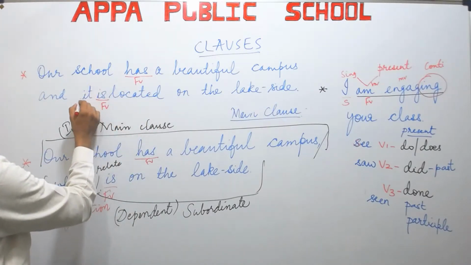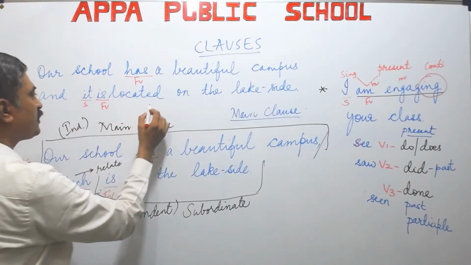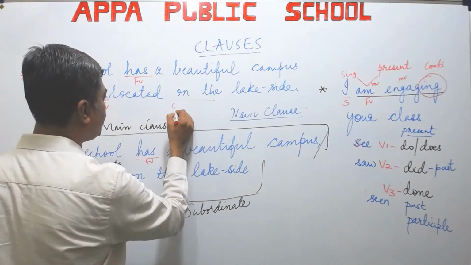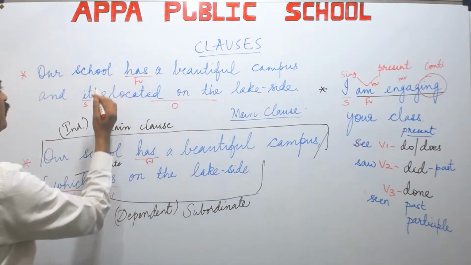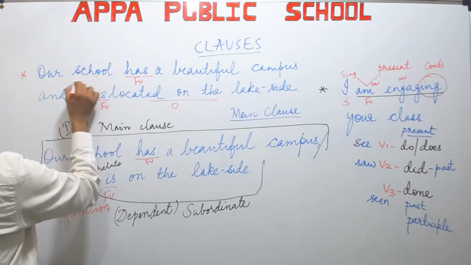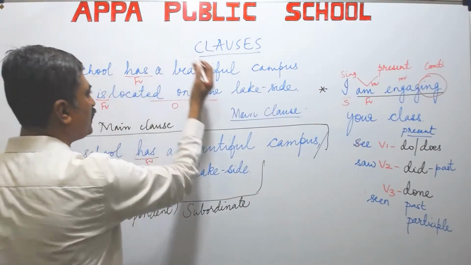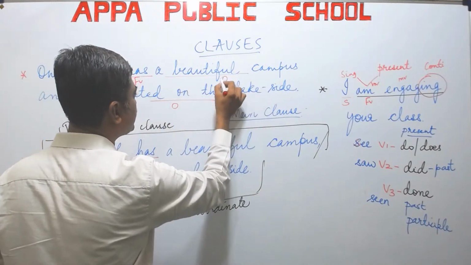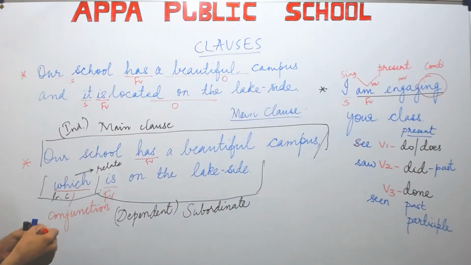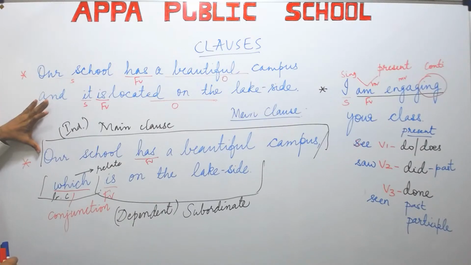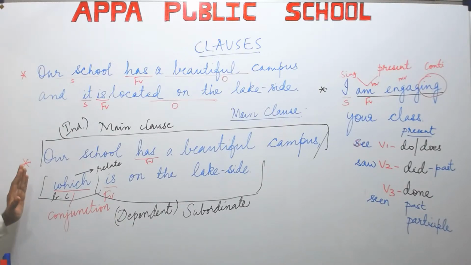Okay, what is the subject for is? It. And what is the object to it? The location, right? Located on the lakeside. If I go to has, who has that? Our subject here is our school. And what does it have? Our beautiful campus. Object that completes it. Okay, now if you look at these two sentences, you will understand what is a complex sentence and what is a compound sentence. Okay, that we will come to later.